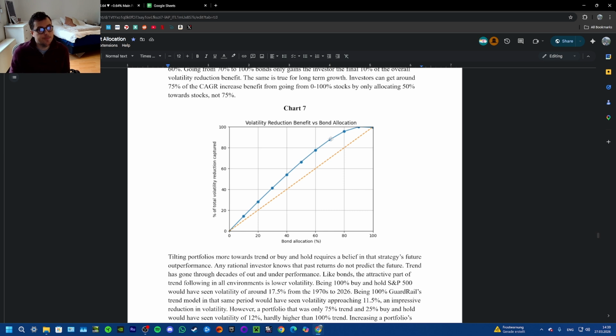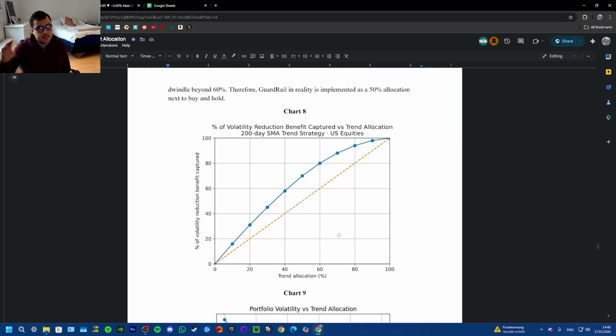And then if you go up to 100% allocation to bonds, you're only getting about another 10% in volatility reduction benefit. So if you do a 50-50 allocation to bonds and stocks, you can see right here in the middle, you're getting almost 70%, like 65 or 70%, of the volatility reduction benefit that bonds offer, while only doing a 50% allocation to bonds. So you're maintaining that long-term growth from the stocks, but you're getting most of the benefit, like 2/3 of the benefit that bonds offer from the volatility reduction standpoint.